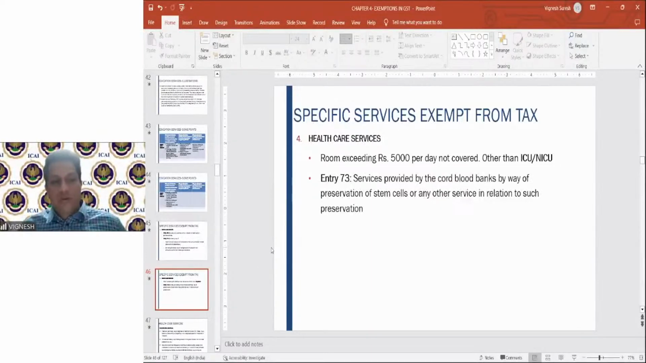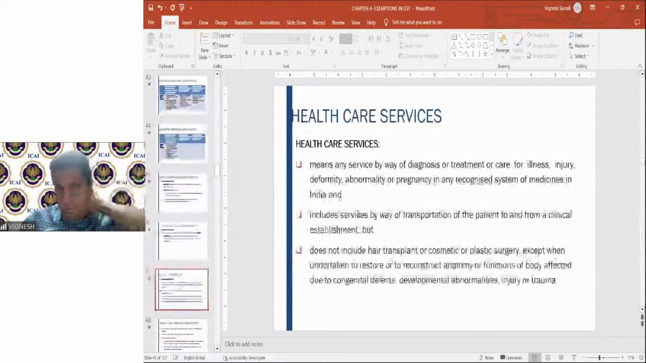Then services provided by cord blood banks by way of preservation of stem cells. Stem cells are being preserved in this particular situation. This is also a healthcare service. So here this is very clear, this is also exempt from GST. Cord blood bank services by way of preservation of stem cells. So what is healthcare services?